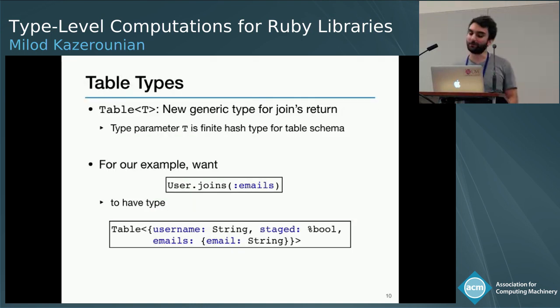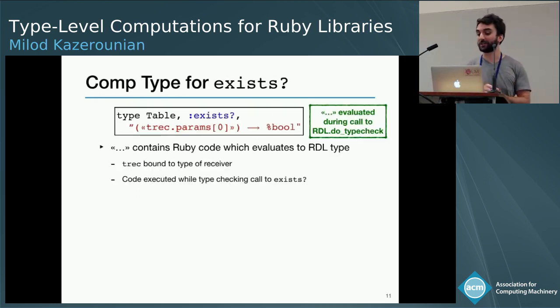We're also going to make use of these things called table types. These are just basic generic types that we'll use to represent the return from joins call. In these types, the parameter of the table type is a finite hash type that tells us the schema for a table. So for the joins example we saw before, where we join the user and email tables, we want that to return to us this table type at the bottom here, which reflects the schema of both the user and the email tables. And if we can get this return type from joins, then we can write a comp type for the exist method that looks like this.